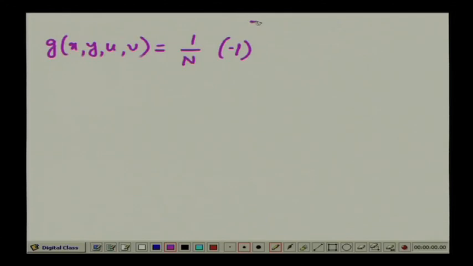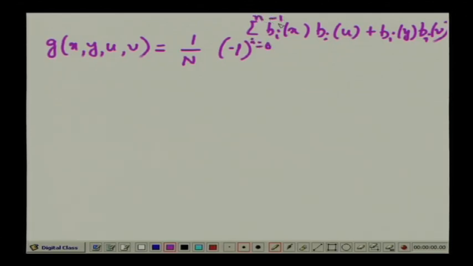Obviously, this can easily be extended into two dimension as in the other cases, where the two dimensional forward and inverse transformation will be given by g(x,y,u,v) is equal to 1 upon capital N into minus 1 to the power summation b_i(x) into b_i(u) plus b_i(y) into b_i(v), where this summation is taken over i equal to 0 to lowercase n minus 1.